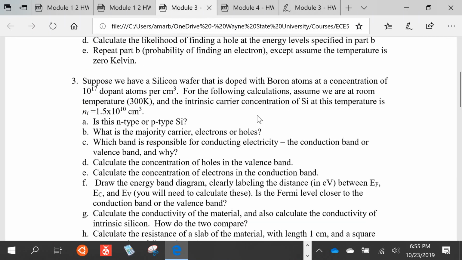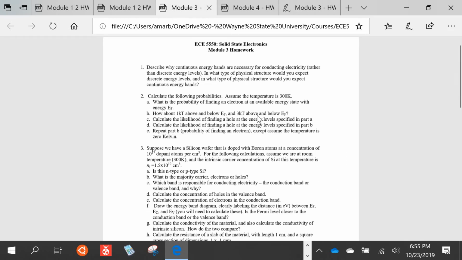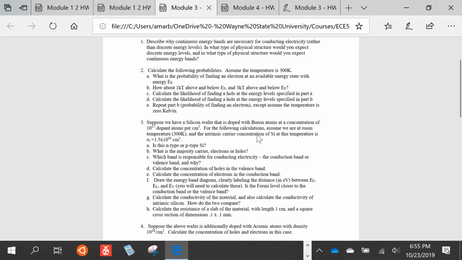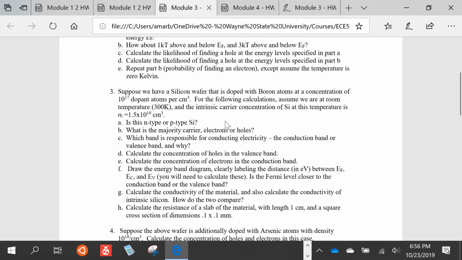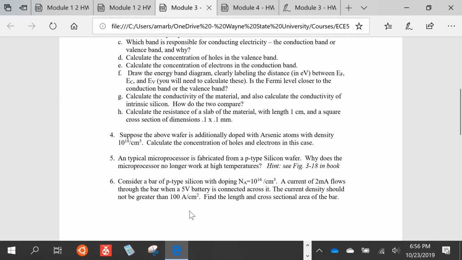Let's see some final things about Module 3. Like I said, this is the type of question that you'll almost certainly have on the test, where I give you a doping of a silicon wafer, and then I ask you to calculate all this stuff. Draw the energy band diagram, figure out the concentrations, figure out the resistance. That's a very practical problem. I think that all of you should know how to do something like that.